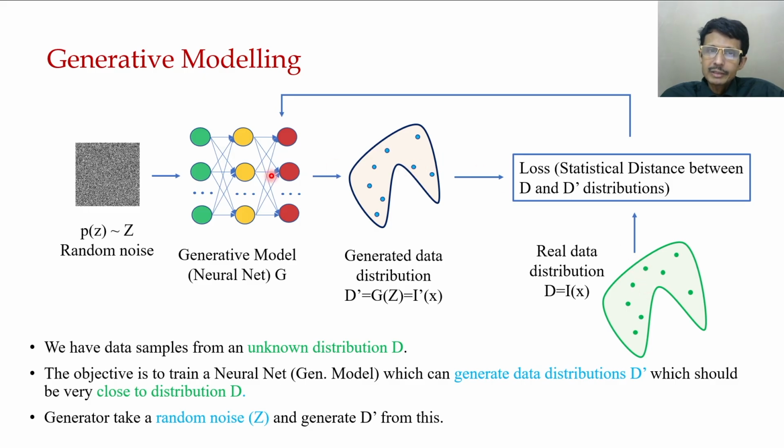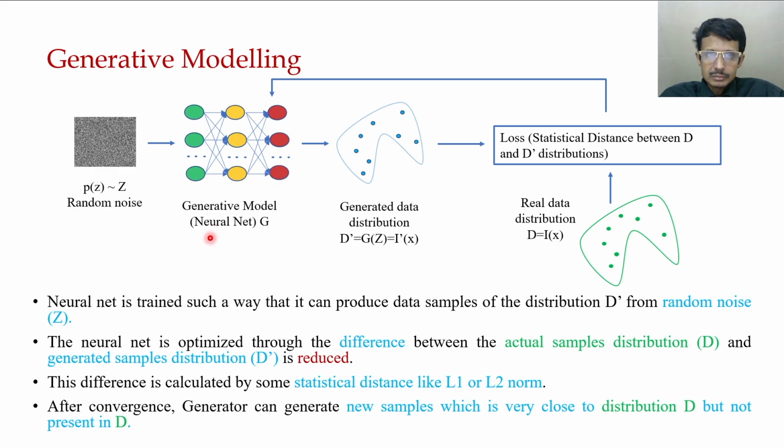What is the goal of the generative model or neural net? To minimize the statistical distance between these two. The loss is computed as the statistical distance between these two data distributions. So we minimize the loss, which means these two distributions become closer, and this loss is backpropagated through the model. So this is generative modeling, the way it is.